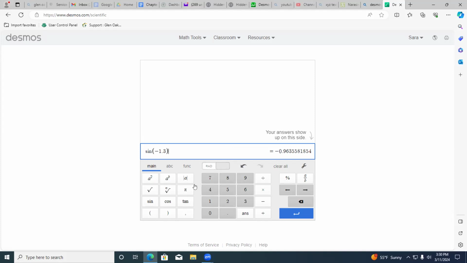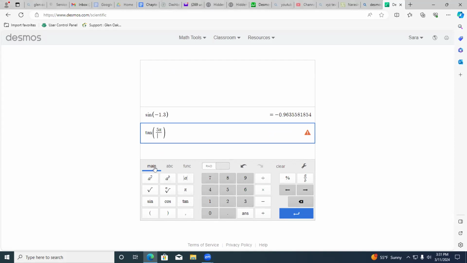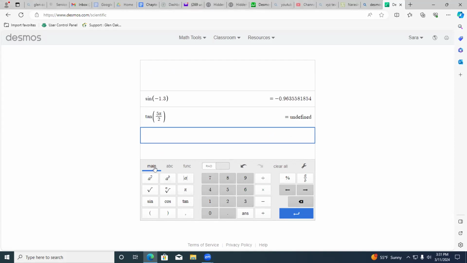And then the other one is tangent. So tangent of 5 pi over 2 is undefined. And so 5 pi over 2 is at 2.5 pi, which means it would be tangent at 90 degrees, right? Pi over 2.